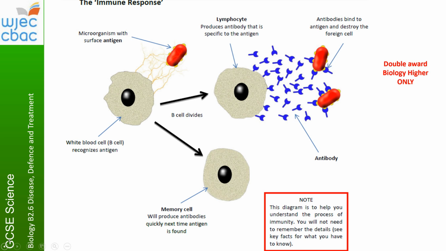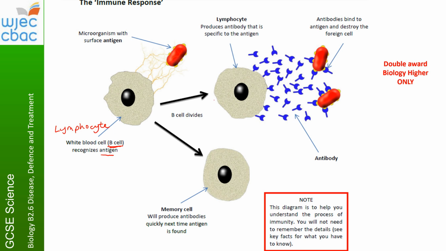So this is double award biology higher only. This page isn't in your book, okay, but I'm just going to go over it with you. We've got our white blood cell, sometimes called a B cell, and it would be the type of white blood cell that is a lymphocyte. This recognises our antigen. So here's our pathogen, our microorganism, the red cylinder here. And can you see there's yellow semicircles? They are representing the antigens. So the white blood cell recognises these yellow semicircular antigens as being foreign to the body.